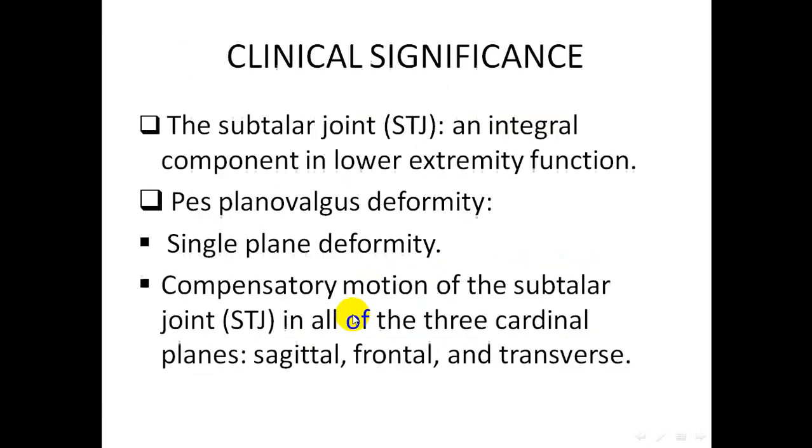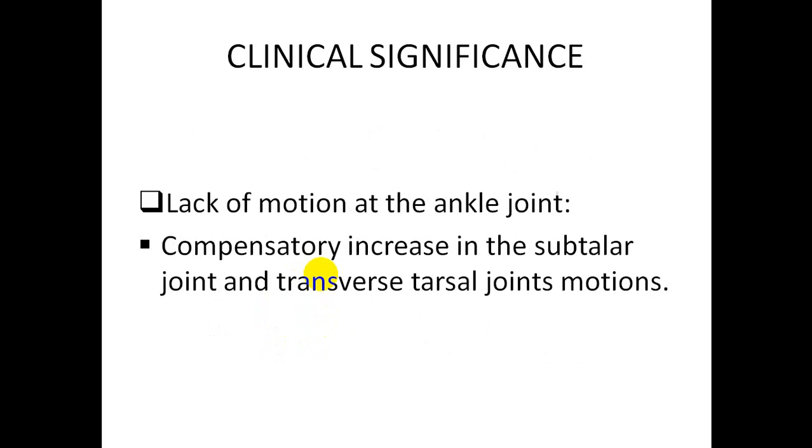The take home message: the subtalar joint is an integral component in lower extremity function. In pes plano valgus, although it is a single plane deformity, yet the deformity is more complex than we think. It is in the 3 cardinal planes: sagittal, frontal, and transverse planes. Lack of motion at the ankle joint is accompanied by compensatory increase in the subtalar joint and transverse tarsal joint motion.